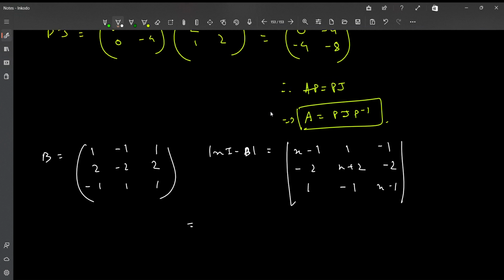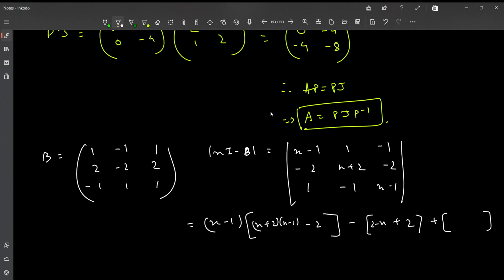So what will it be? So it's x minus 1 times, you have here x plus 2 times x minus 1, right? So you have x plus 2 times x minus 1 minus 2, minus you have minus 2 times x minus 1, that is 2 minus x, and here you have plus 2, right? So it's minus 2x plus 2, correct? Okay, and then you have plus, in this case you have 2 minus x minus 2.